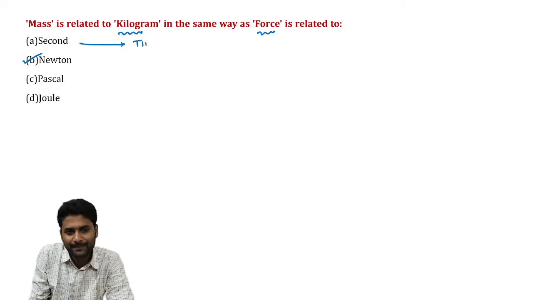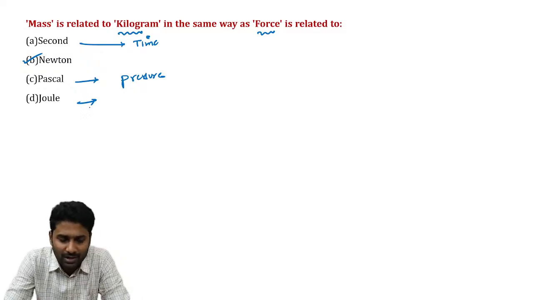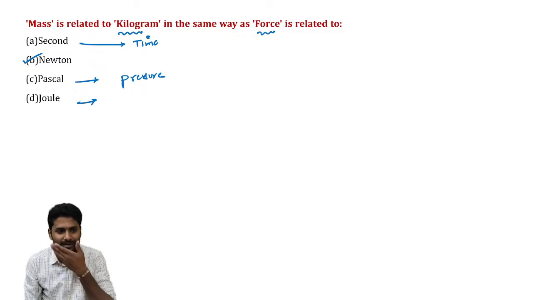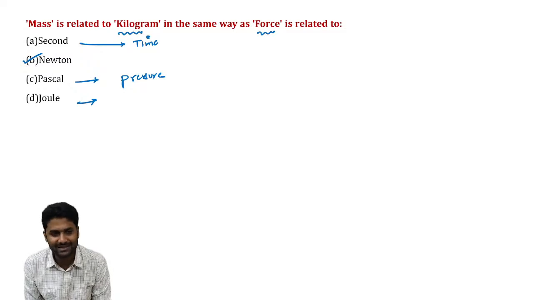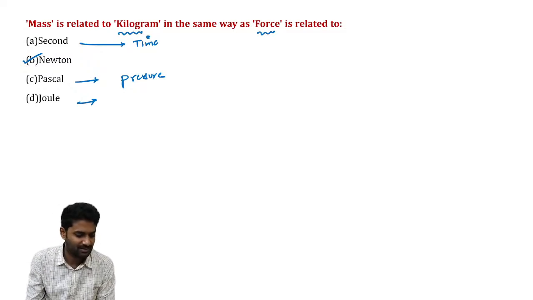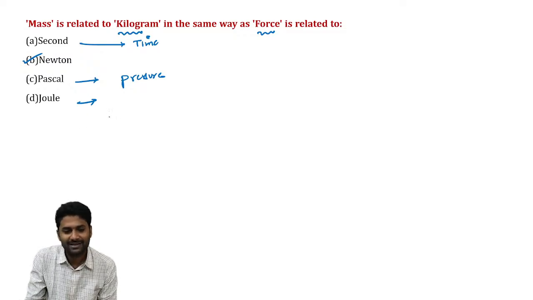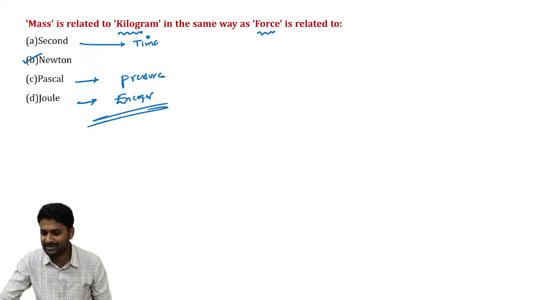As you know that time, seconds, Pascal, pressure. Can anyone tell me what are the units for joule? Joule is for... Let me know in the comments. Joule. Give me the answer. Time seconds, force newton, mass kilogram, pressure Pascal, and what about joule? So joule is the unit for energy. So these are the fundamental units.